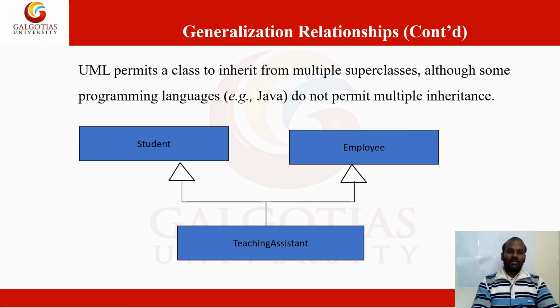This is the other kind: whenever you have multiple superclasses, you can put them in reverse order. Student is there, employee is there, and teaching assistant is there. If you want to connect these three different classes in a class diagram, you can go ahead with the generalization concept and use this relationship between the three classes.